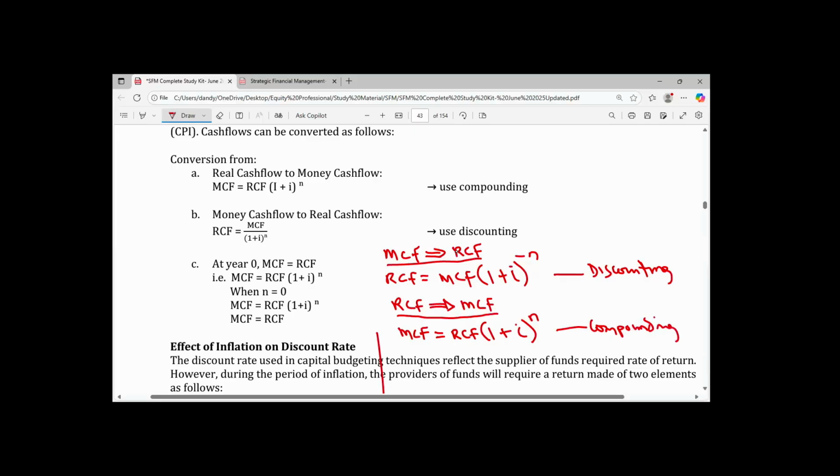So this is how to convert between money cash flow and real cash flow. So you saw that's what you have here. Of course, in year zero, money cash flow and real cash flow will be the same, because in year zero, n will be equal to 0. Anything raised to power 0 will be equal to 1. That means your real cash flow and money cash flow will be the same as far as year 0 is concerned. All right. So I hope you are clear now.